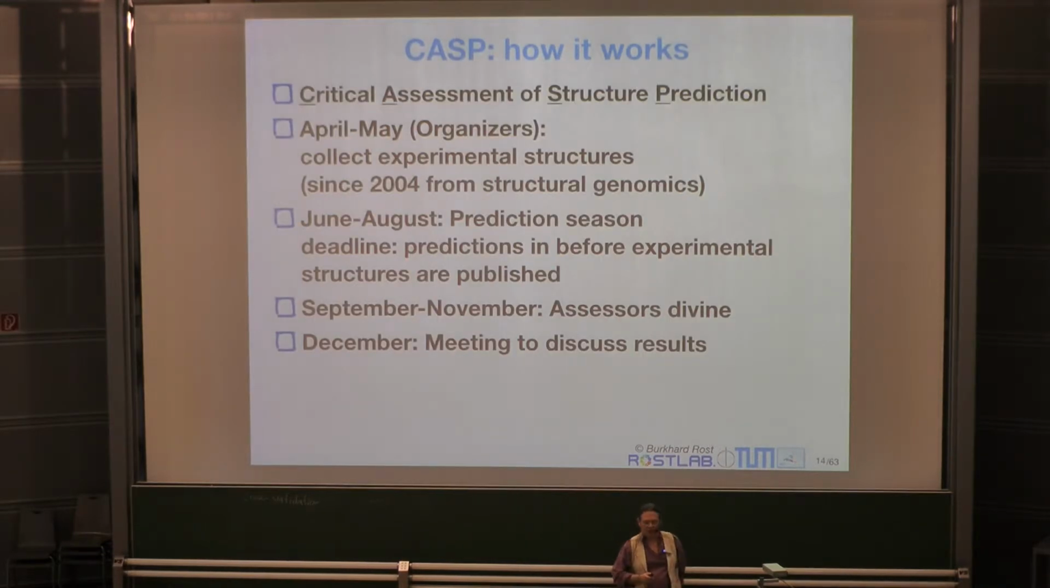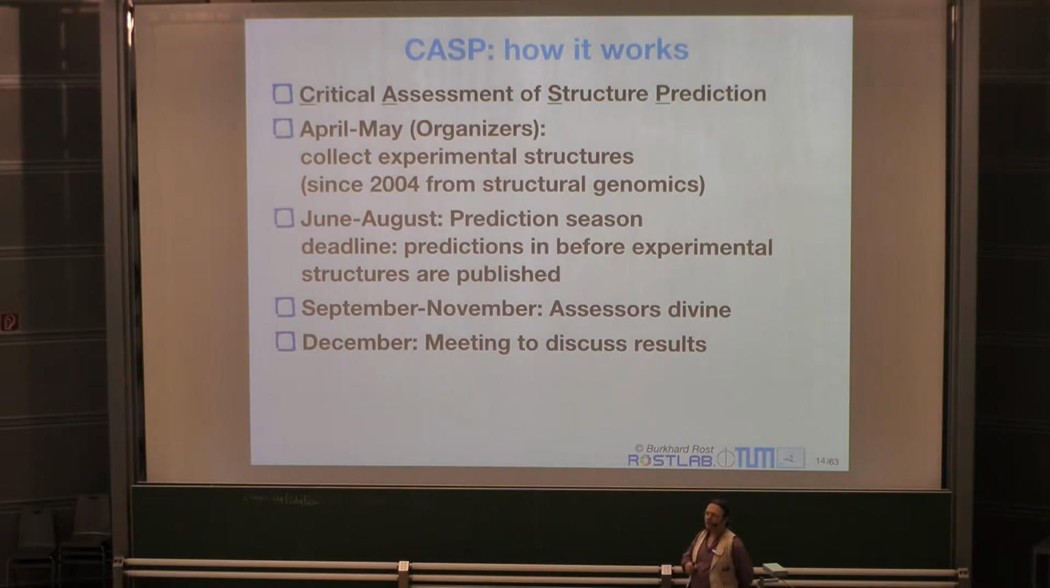And that is in fact what the critical assessment of structure prediction, the CASP meetings, do. April to May, the organizers collect experimental structures. Essentially they ask experimentalists, are you going to solve a structure over the next months? If so, give me the sequence. Before you know the structure, we're going to use these sequences and send them out to people who predict structures. The prediction season is then June to August. The deadline of the prediction is before the structure is published or sent out for publication. So as long as nobody in the world knows the structure, people can predict.